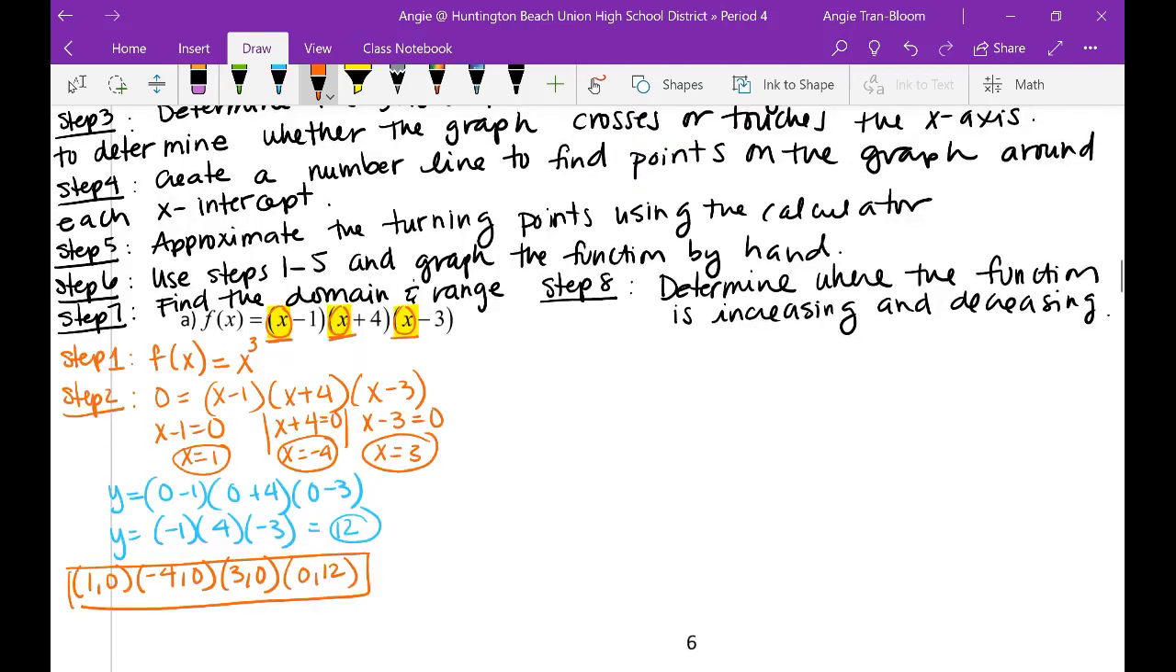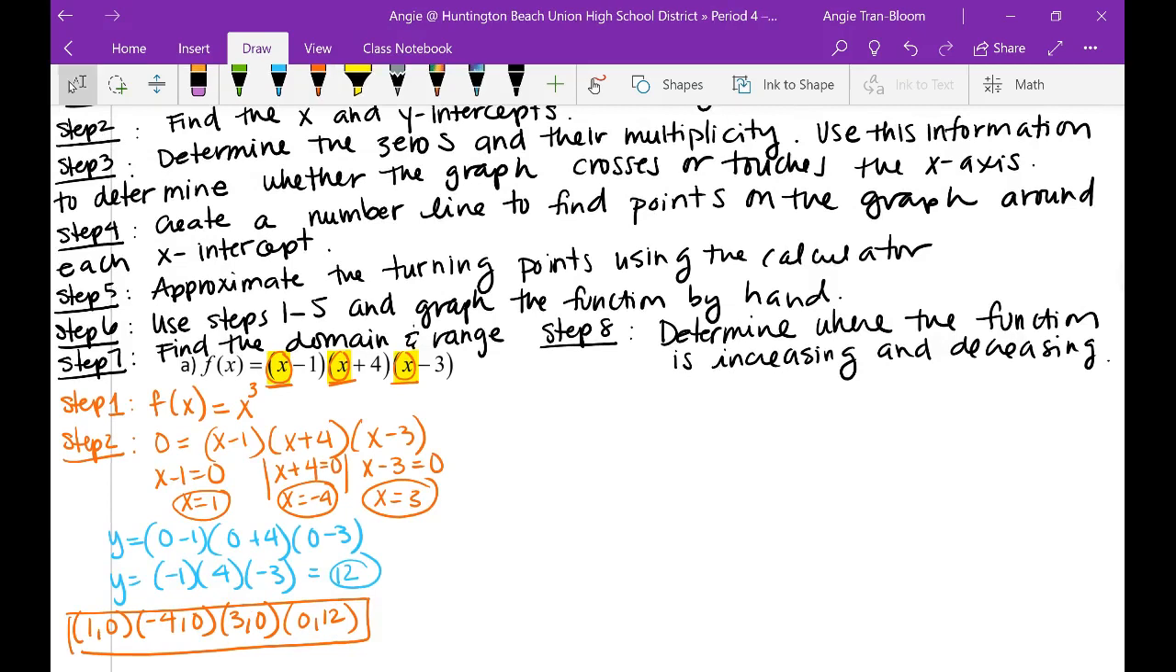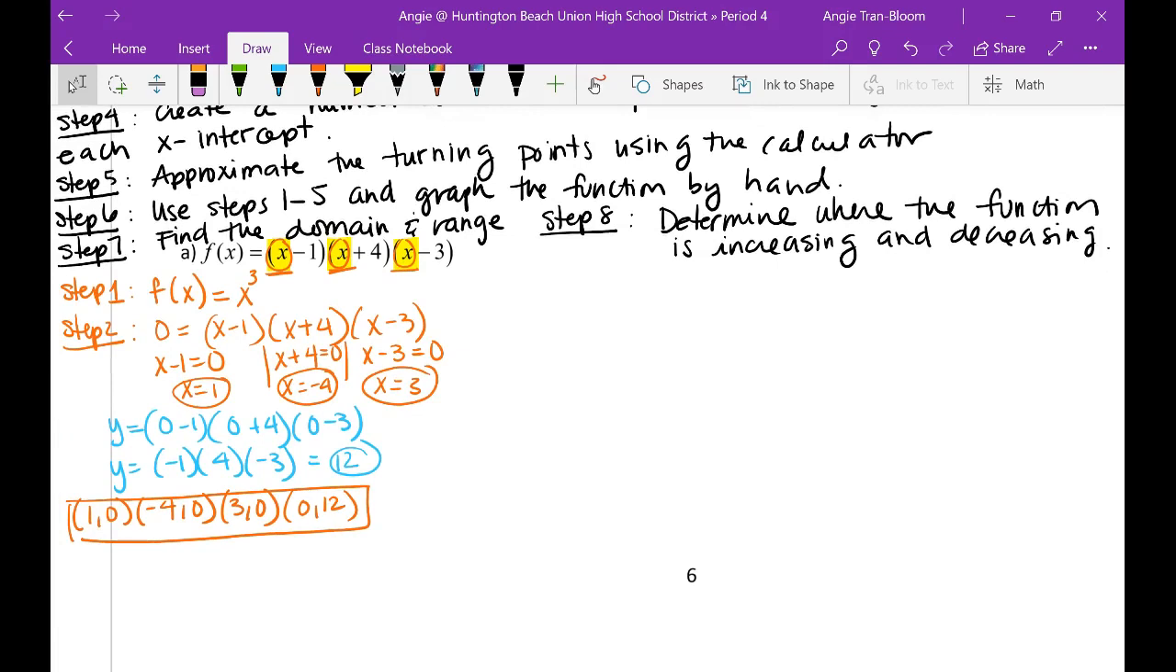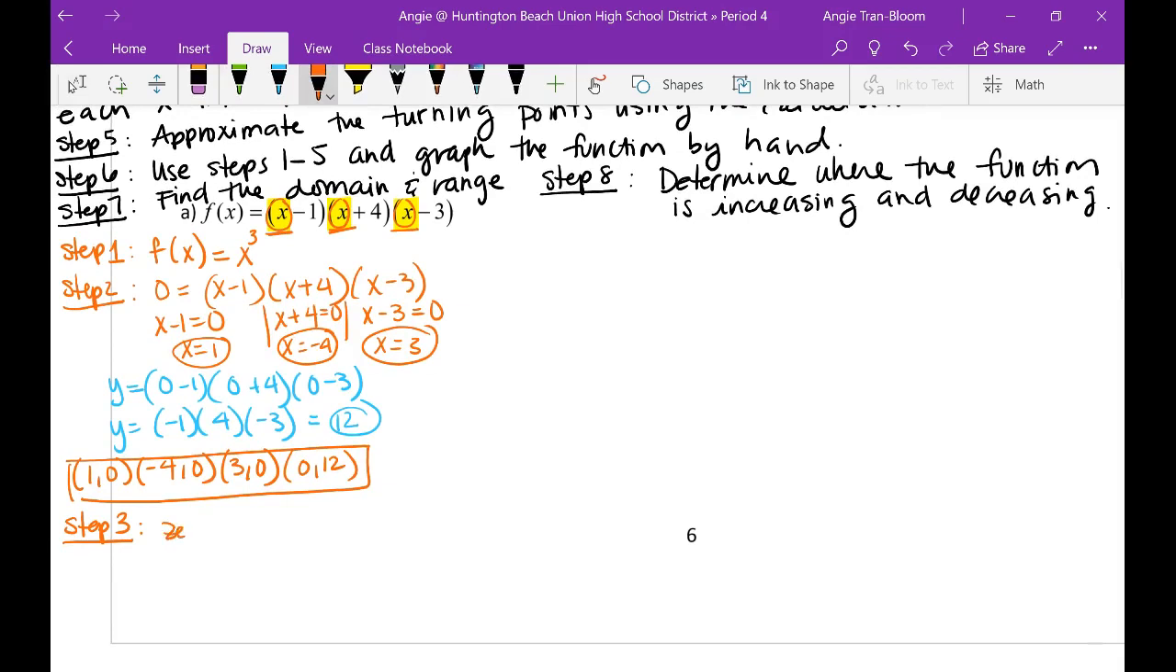Step 3, determine the zeros and their multiplicity. Use this information to determine whether the graph crosses or touches the x-axis. Well, we are in luck because step 3 is asking us to find the zeros. Finding the real zeros is looking for the x-intercepts, so I don't have to do any more work. I just have to write them down. Woohoo!